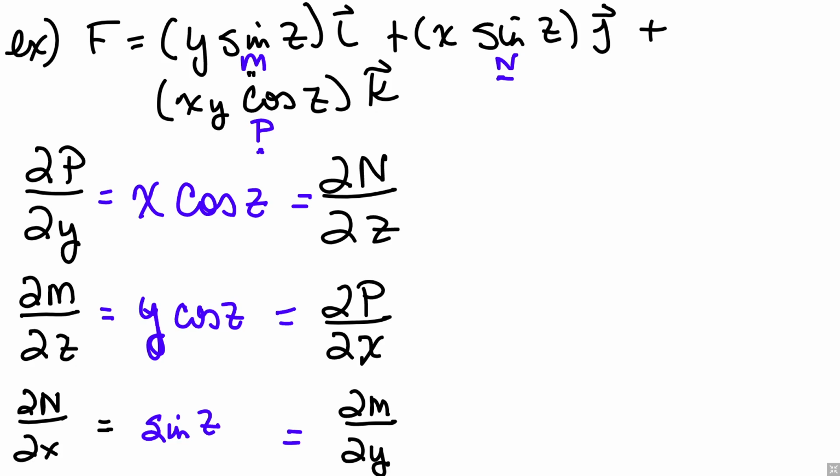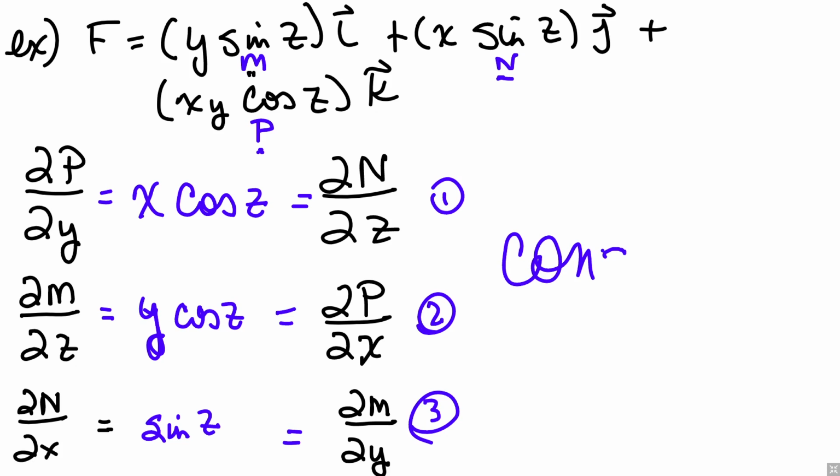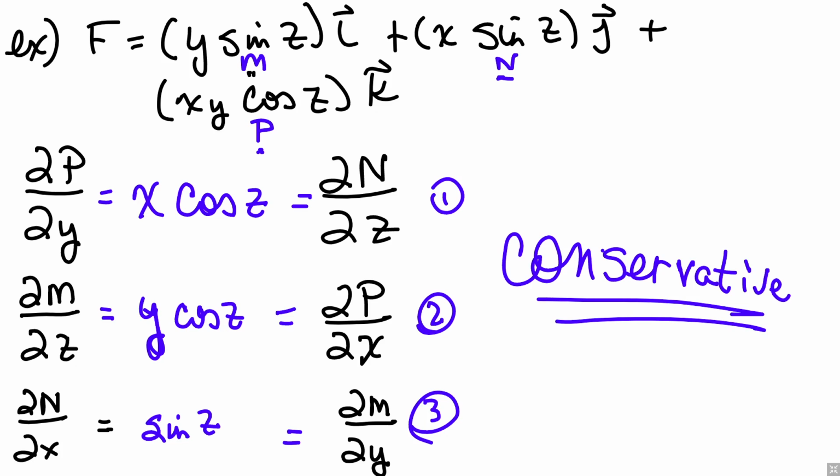So since all these partials are equal, this first set of partials are equal, this set of partials are equal, this set of partials are equal. Since that is true, we say that this field is conservative. So we say the field is conservative. Any questions?